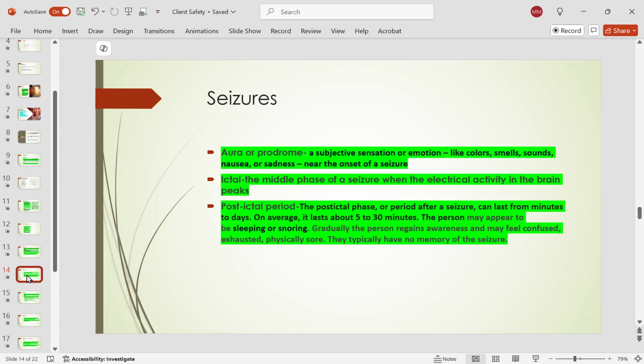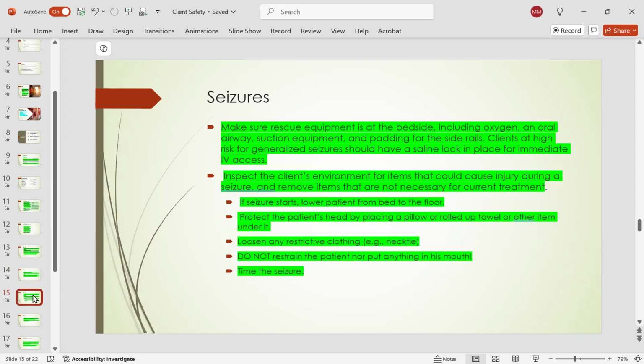Post-ictal is after the seizure. That can last from minutes even to days for some people, but on average, it lasts up to about 30 minutes. The person typically has their eyes open, but they're snoring. It looks like they're sleeping. When they do regain awareness of where they are, they're going to feel confused, exhausted, and probably sore with a tonic-clonic seizure, and they typically have no memory of the seizure. So in their mind, they just blacked out. Okay.